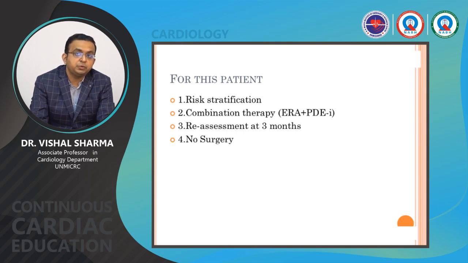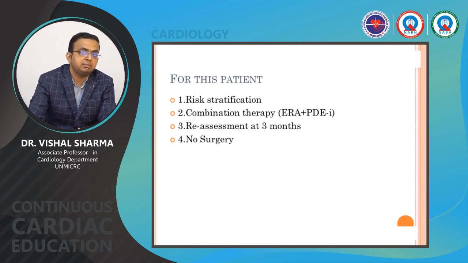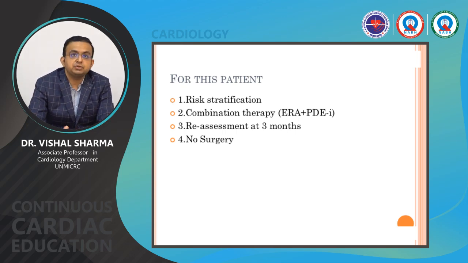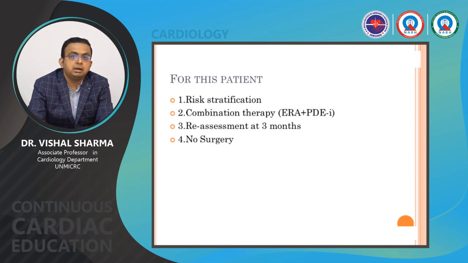So this is important. You have to reassess. You just cannot leave the patient taking say a combination therapy for years and years. You have to reassess at 3 months. So we reassessed the patient at 3 months, and he was found to be in the same class. Of course, no surgery was required for this patient because already his PVR was 10 Wood units. Interestingly, we followed up this patient for I think almost 1.5 to 2 years. He remained in the same class, and we were reassessing the patient every 6 monthly.